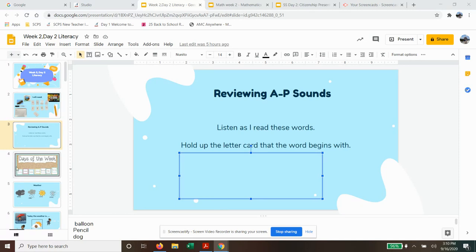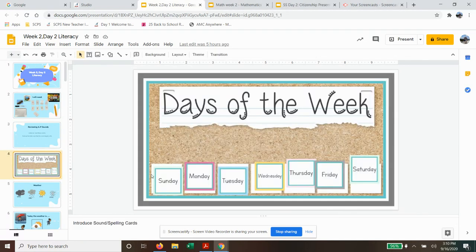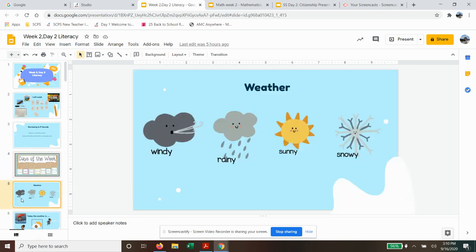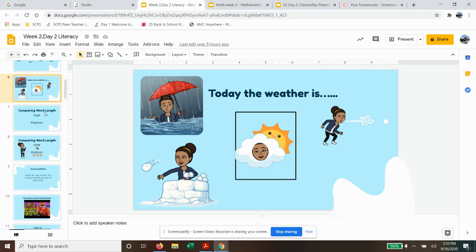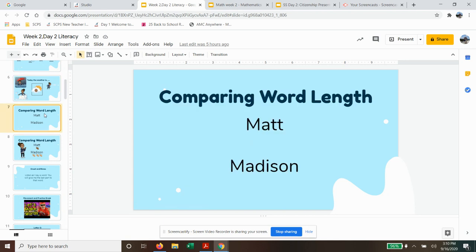And then we talked about the days of the week, which was Sunday, Monday, Tuesday, Wednesday, Thursday, Friday, and Saturday. And then we talked about the weather, what the weather was outside, which today was partly cloudy and the sun being hidden. And then we talked about word length.